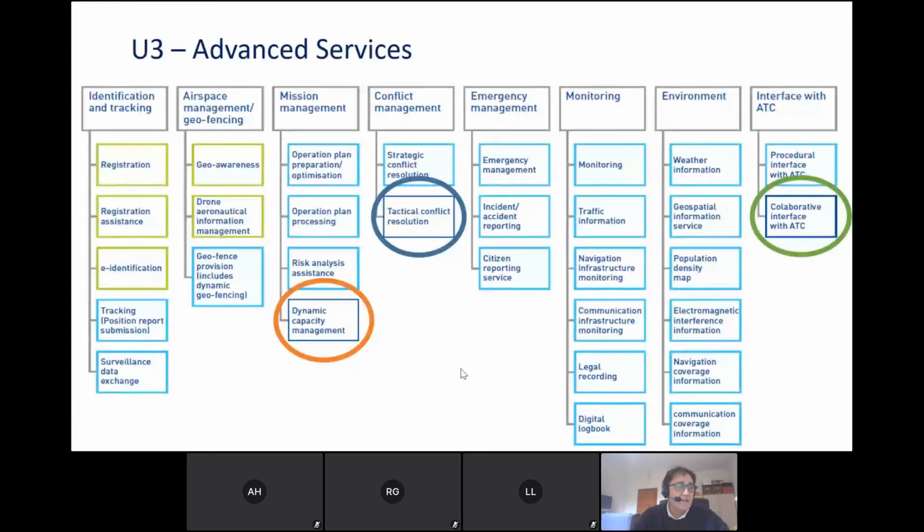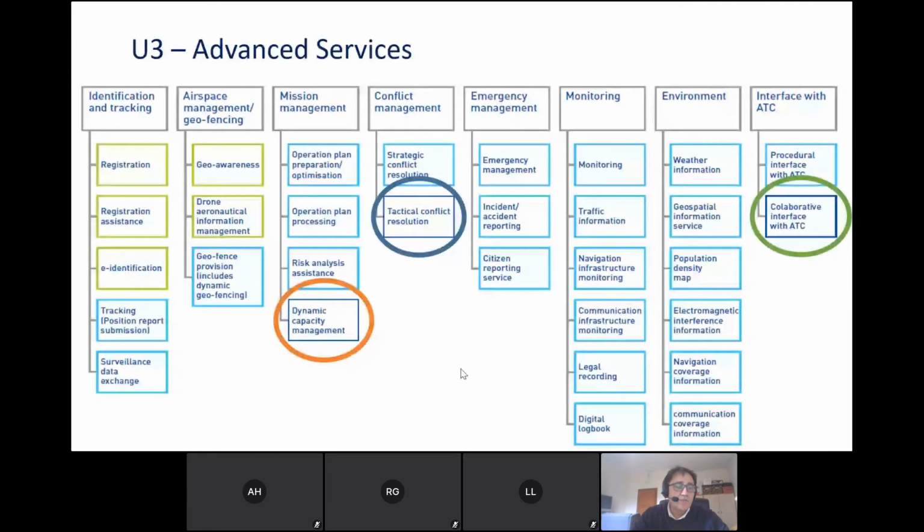The main advanced services explored so far refer mainly to the mission and conflict management areas, as you can see, as well as to the U-Space ATC collaborative interface. So far, the U4 services have not been addressed yet, and these will be subject to some future R&D requirements that Ludo will present later in the next session.